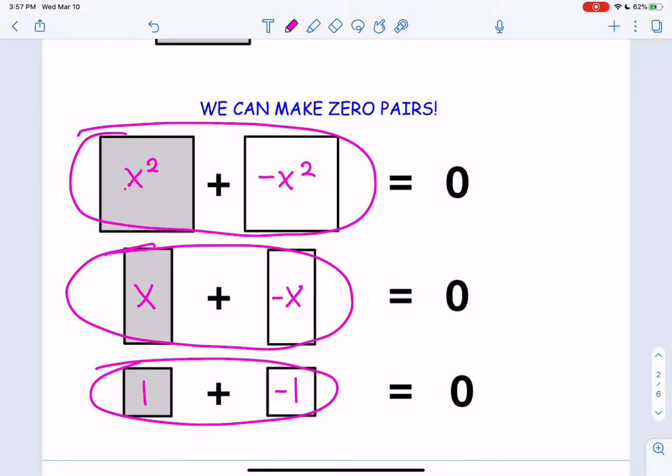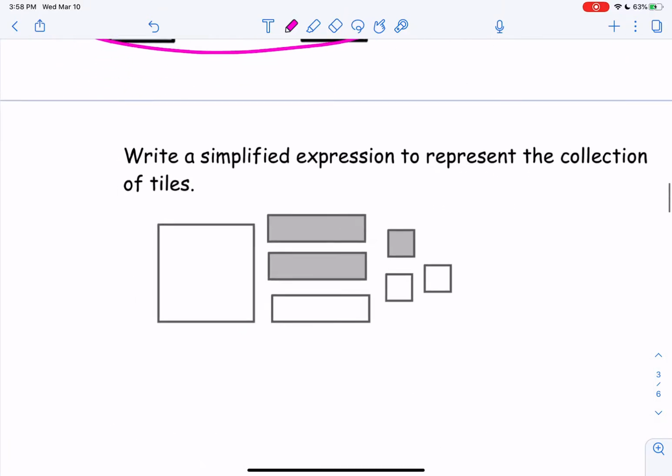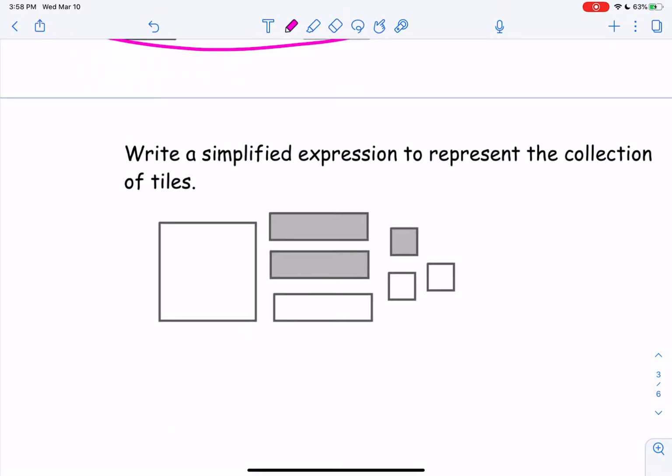And we're going to be using the positive and negative algebra tiles with the purpose of, can we make 0 pairs? Because if we can, we know that those 0 pairs equal 0 and cancel each other out. And then all we have to worry about are what tiles are left after we've canceled out all the 0 pairs, and that will be our answer. So let's get started. Here we have our first set of tiles.